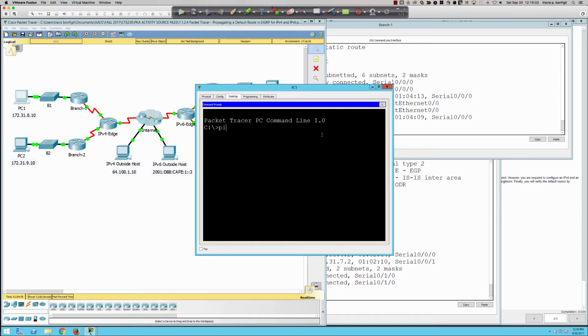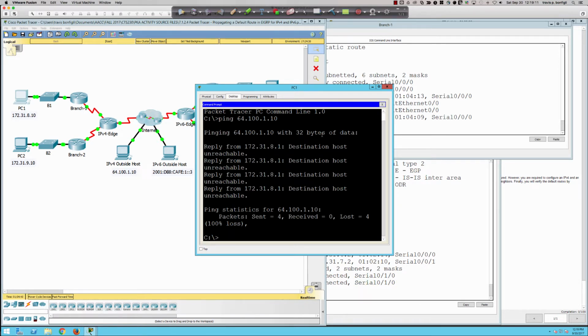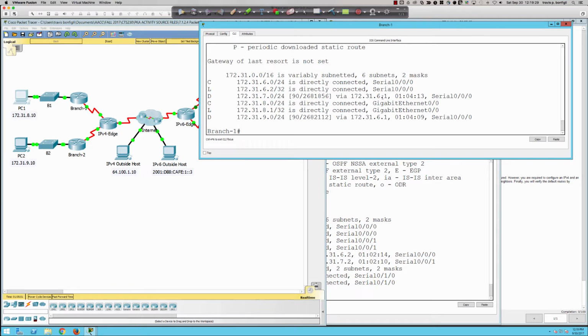When I pull the command prompt up and say ping 64.100.1.10, what's going to happen? Yeah, destination host unreachable, because I'm sending those ping packets to my default gateway, who's responding with an ICMP packet telling me I can't reach that. I'm sorry, I don't have any information. So branch 1 is telling PC1, hey, I'm getting your ping packets and I'm your default gateway, but I have no clue how to get there, because here on branch 1, the gateway of last resort is not set.